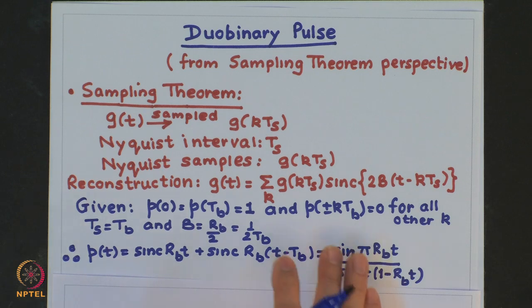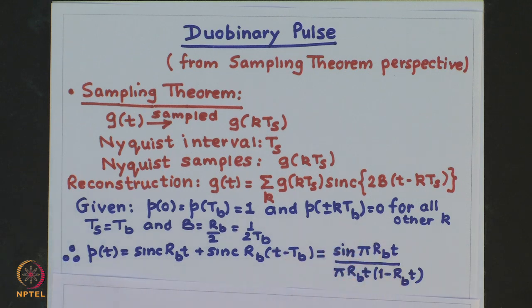So the duobinary pulse transmits binary data at a rate of RB bits per second or RB samples per second, and has the theoretical minimum bandwidth of RB by 2 hertz, but it introduces controlled ISI at the transmitter end, which is taken care of at the receiver side.